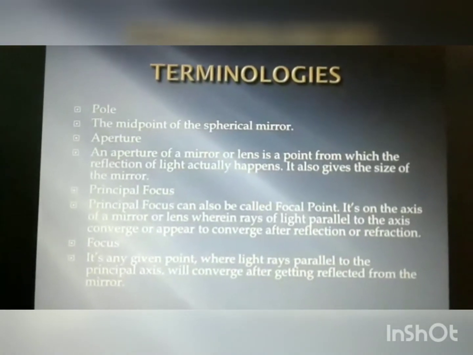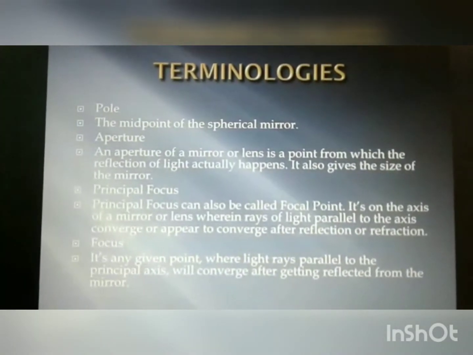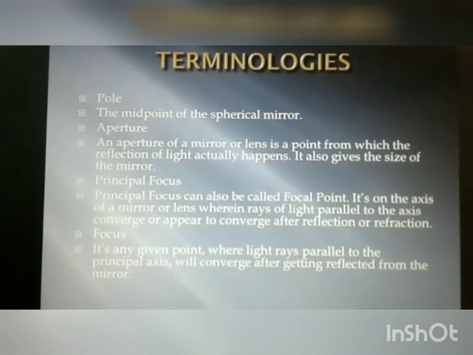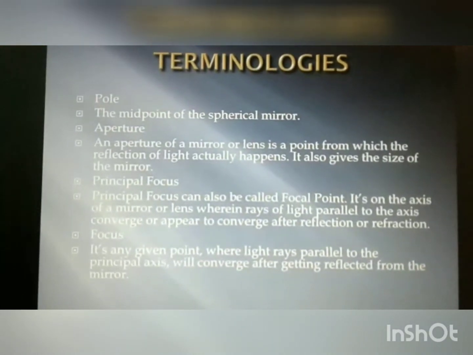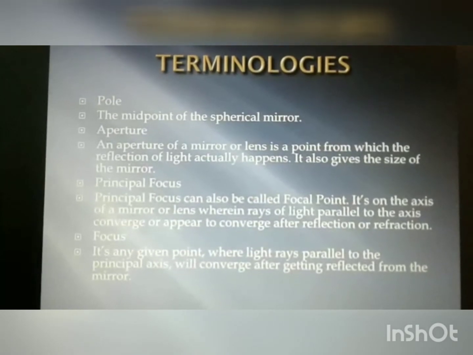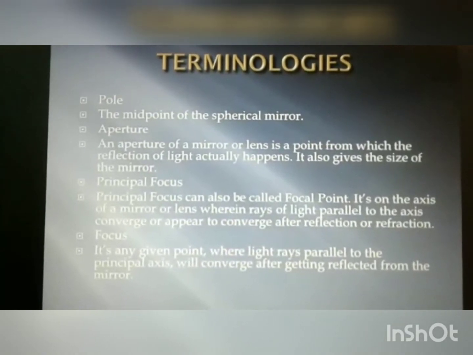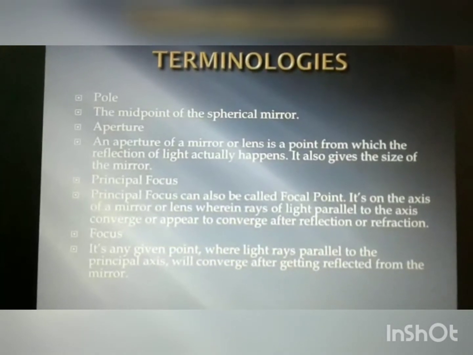Next is pole. Now what is pole? The midpoint of any spherical mirror is known as pole, or we can say the center of the reflecting surface of a spherical mirror is called pole of the mirror, which is denoted as capital P.